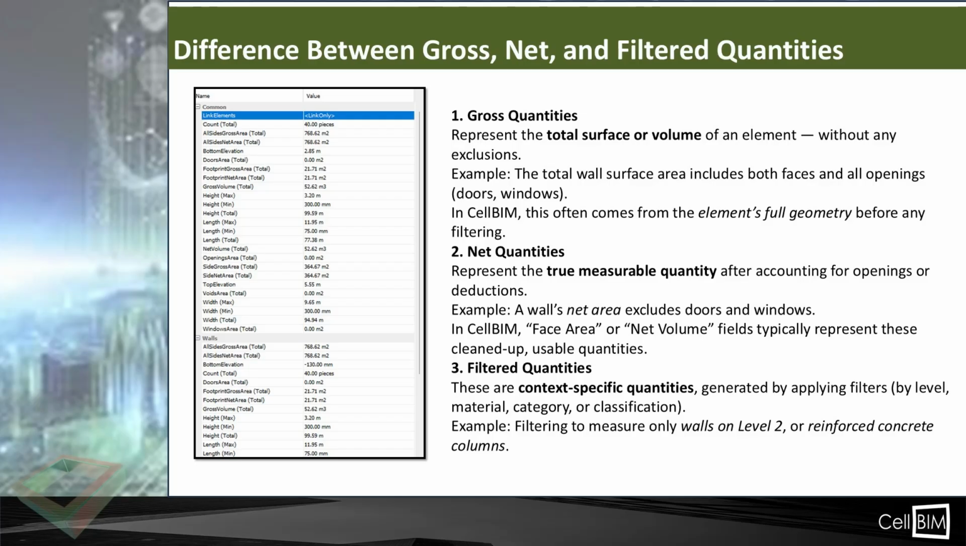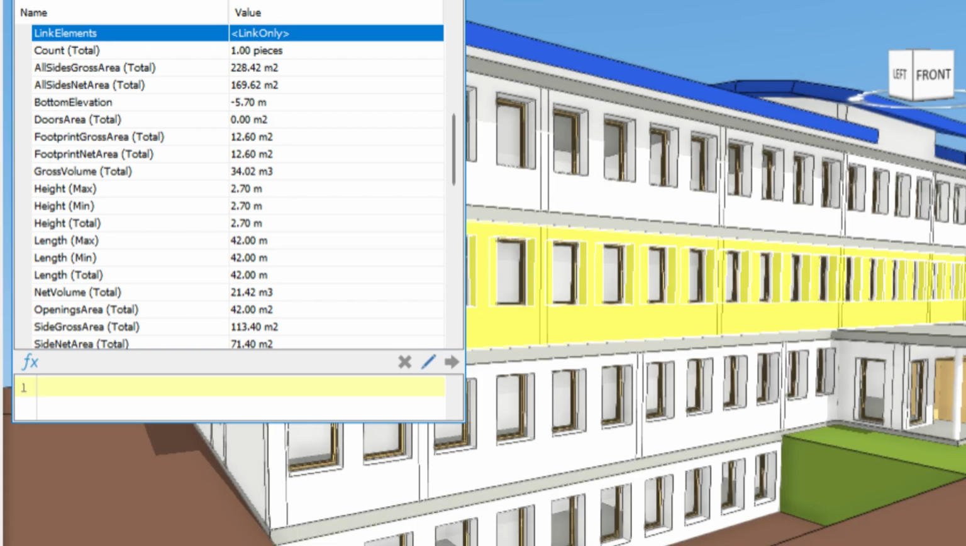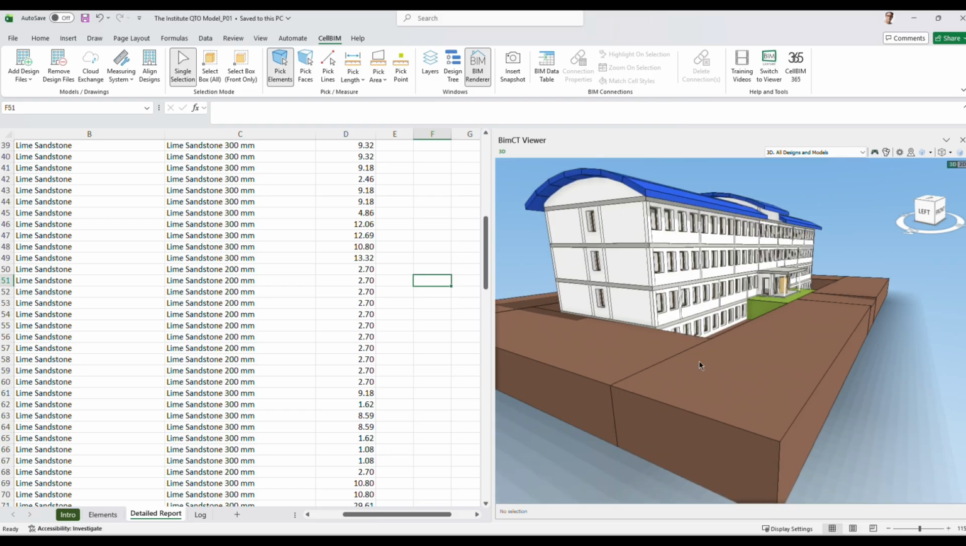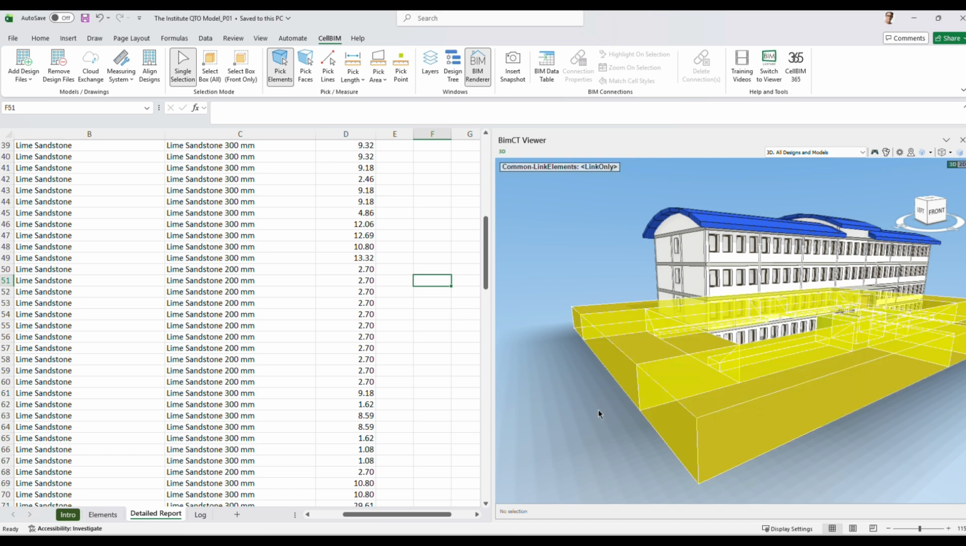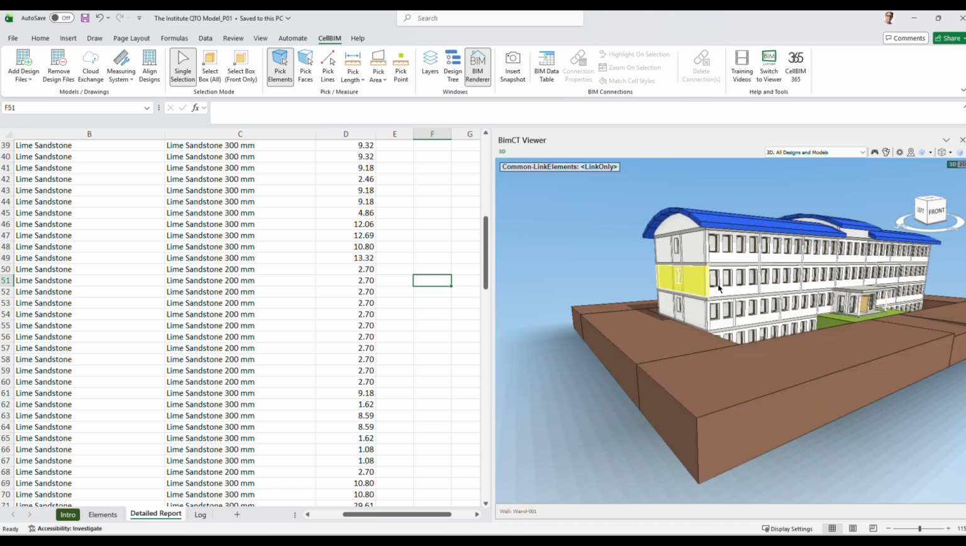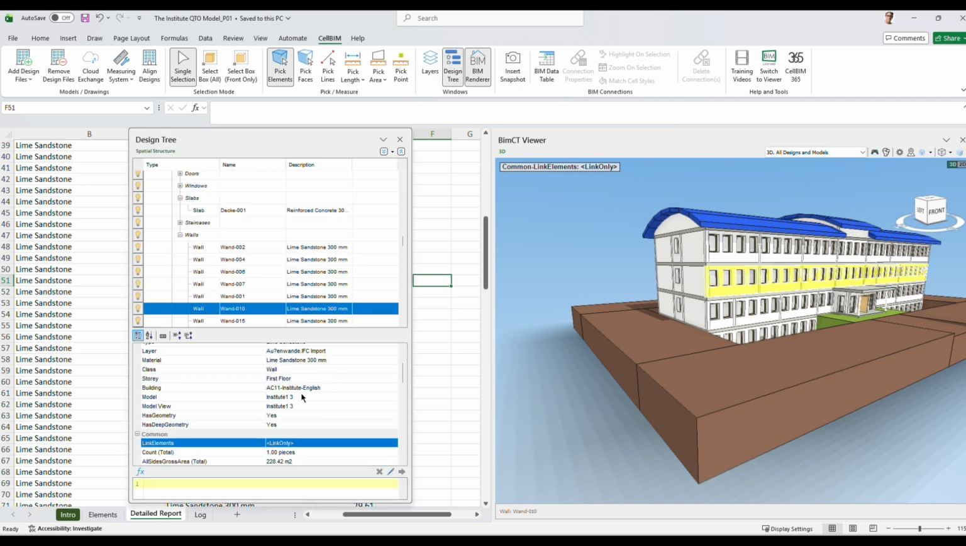When working in CellBIM, it is important to understand what a quantity actually represents. Not all quantities are created equal when 3D models are used for QTO purposes. The difference between gross, net, and filtered quantities is not technical detail. It directly affects cost accuracy. Let's look briefly at the three types of quantities displayed in a 3D model.